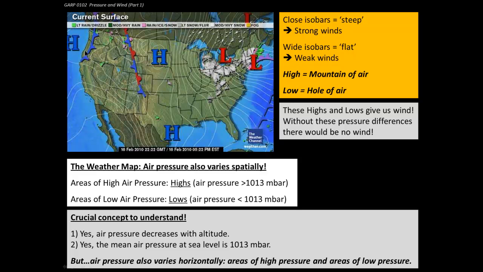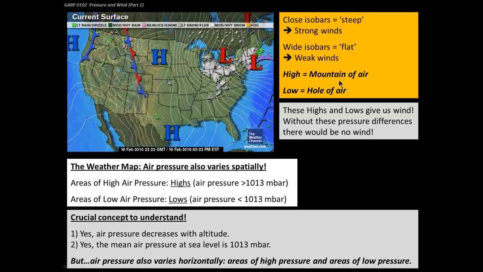Here's another example. Here we have high pressure over the middle part of the country, high pressure here over Texas, and areas of low pressure here over New England. And then you can see how tightly these isobars are spaced. What does that mean? That means there's pretty high wind speed in this part of the country. Why? Because the isobars are close together, which makes a very steep pressure gradient.